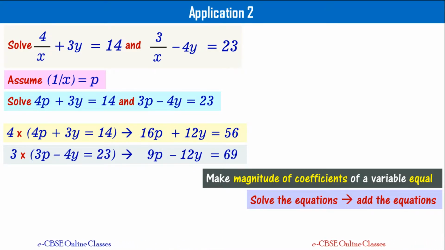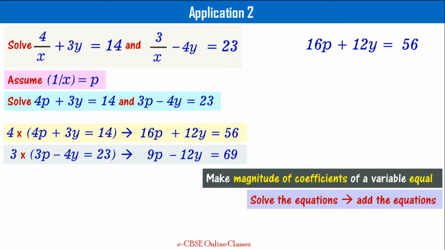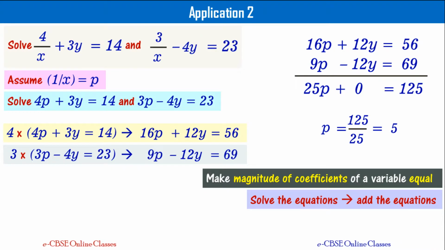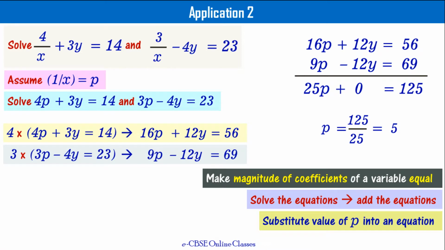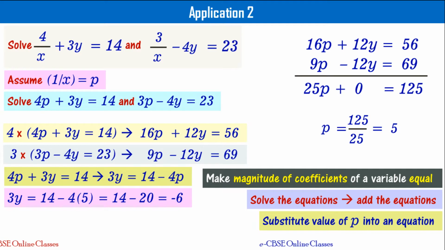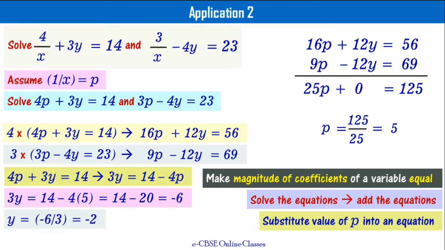To solve these equations, instead of subtracting one equation from the other, here I'm going to simply add those equations. When you add these two equations, what you get is 25p equal to 125. It means p equal to 5. Now the third step is we have to substitute the value of p into any of the equations such that you can get the value of y, right? Let me substitute p into the equation 4p plus 3y equal to 14. That can be rewritten as 3y equal to 14 minus 4p. When you substitute p equal to 5 into this equation, you can write 3y equal to minus 6, right? It means y equal to minus 2.